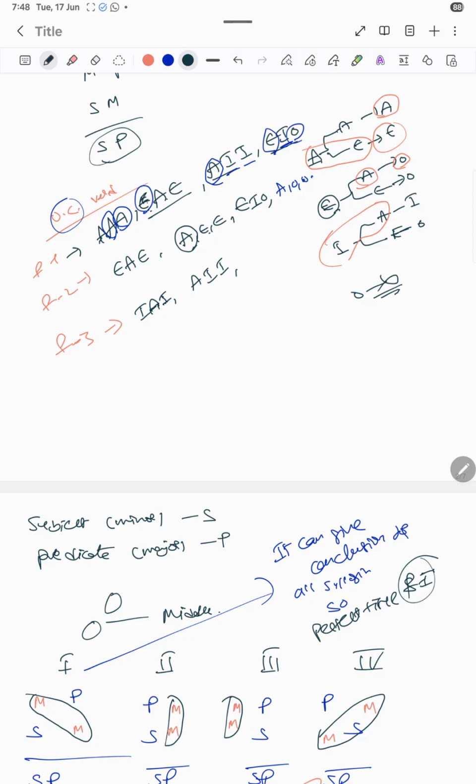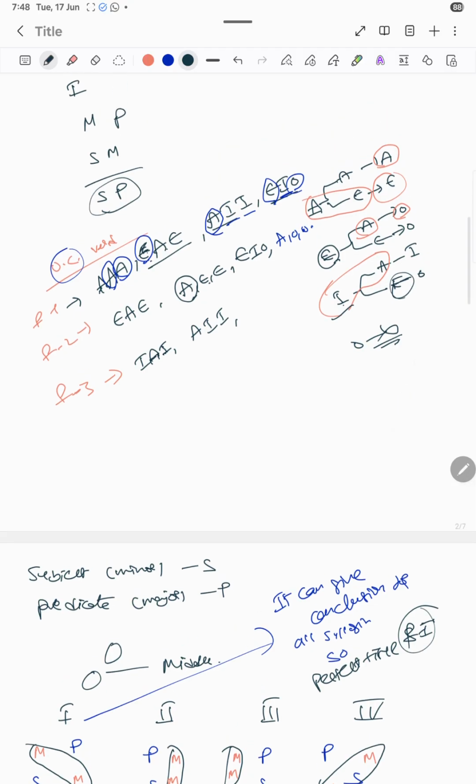This is particular positive. Now the same thing has to be repeated with negative things. Now A is mapped with I is finished. Now we have to repeat with the E. So what do we get? What is the subcontrary, what is the other form, the opposite of I? It is O. So O.